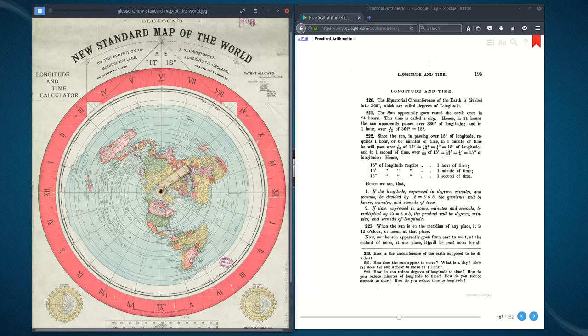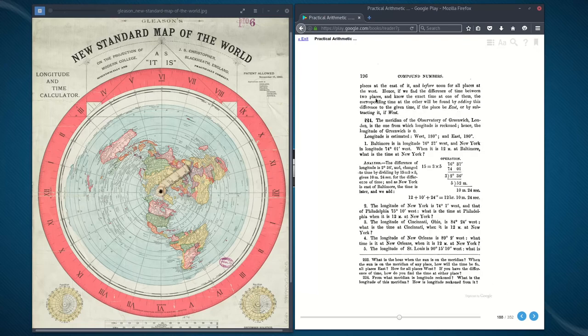Now, as the sun apparently goes from east to west, at the instant of noon at one place, it will be past noon for all places at the east of it, and before noon for all places at the west. Hence, we find the difference of time between two places and know the exact time at one of them. The corresponding time of the other will be found by adding this difference to the given time if the place be east, or by subtracting it if west.